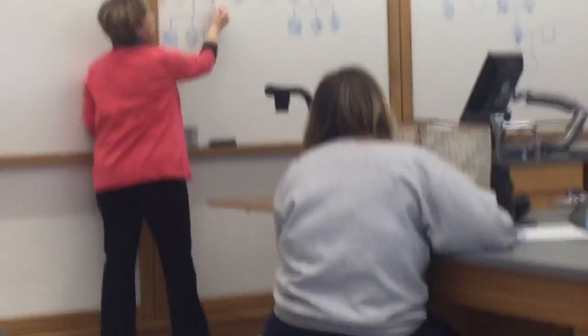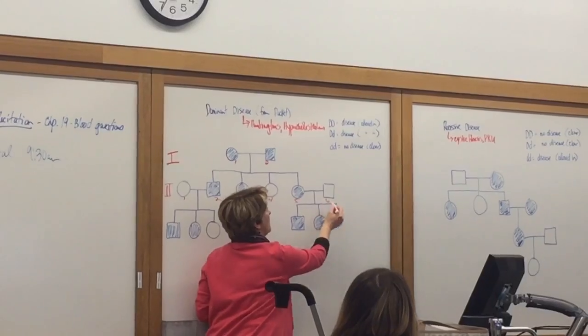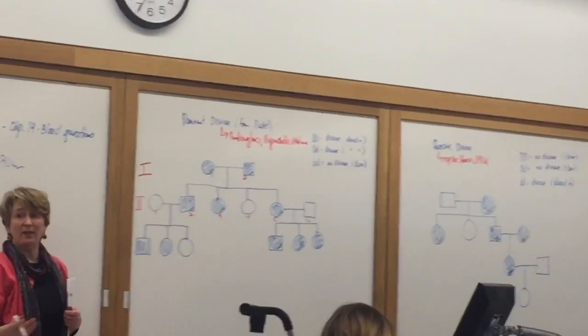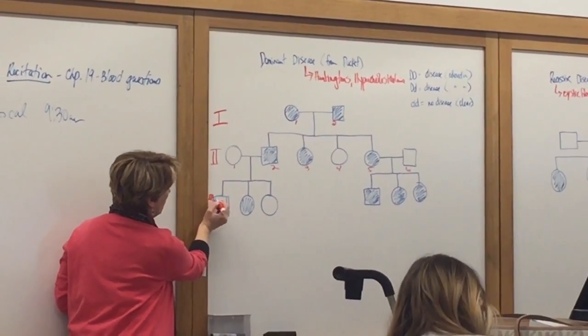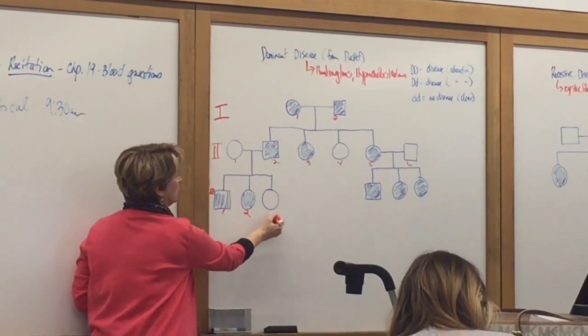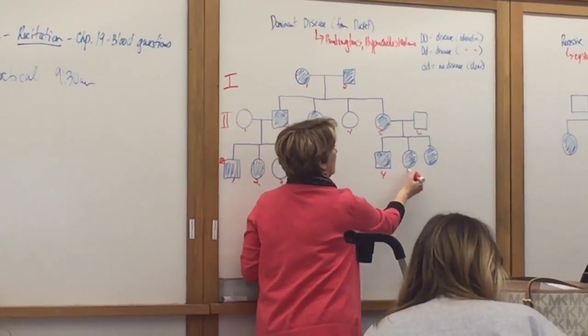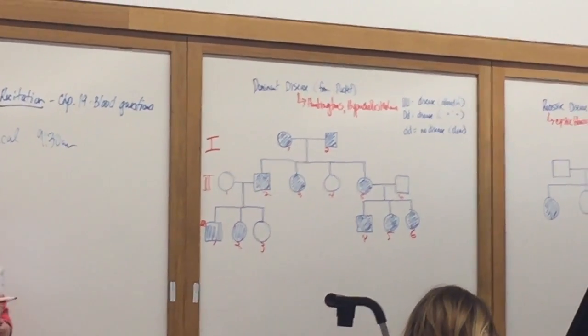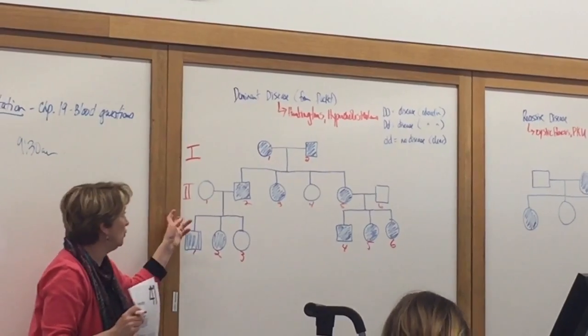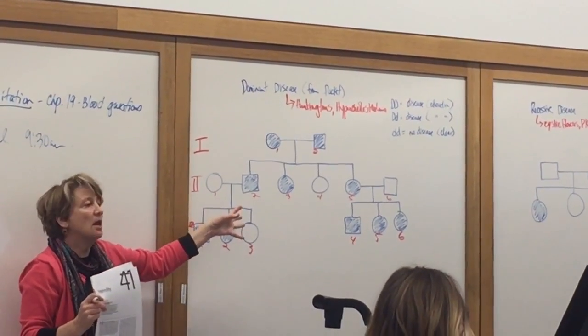Number 1, 2, 3, 4, 5, 6. They don't have to be related. This is generation 3. Okay, horizontal line here. 1, 2, 3, 4, 5, 6. That way, if the question were given to you, generation 2, person 3 is colored in.